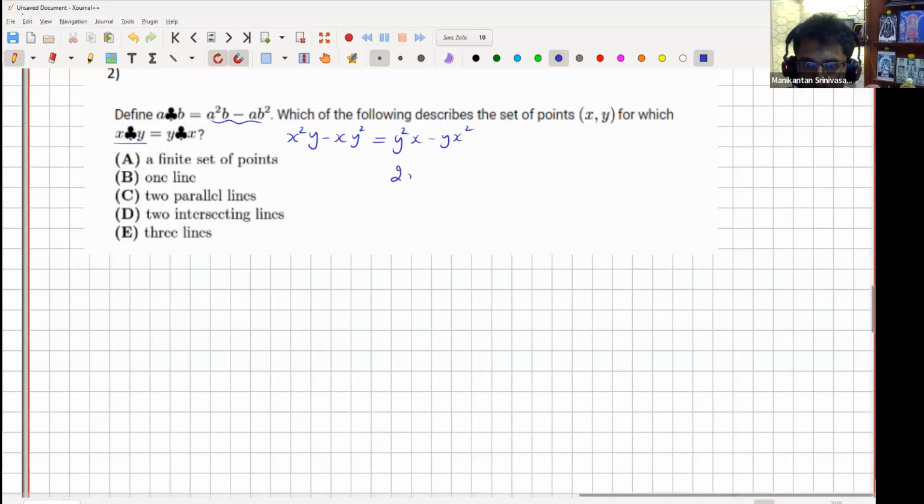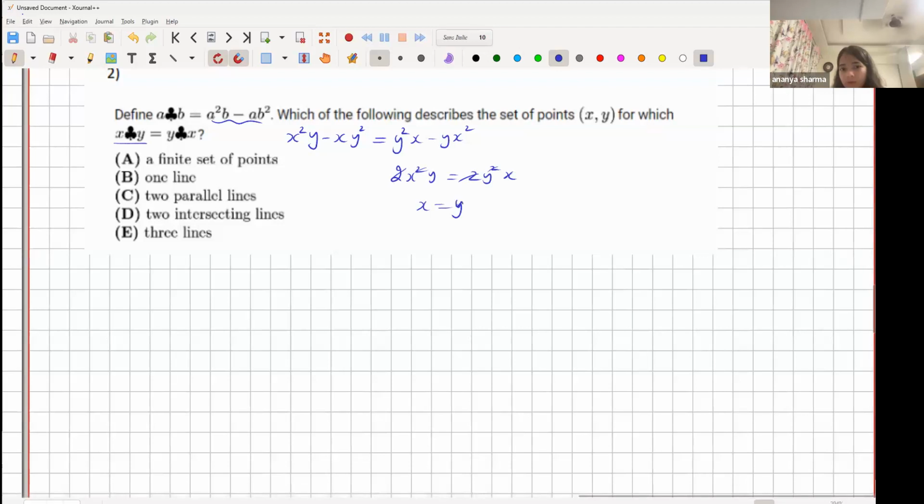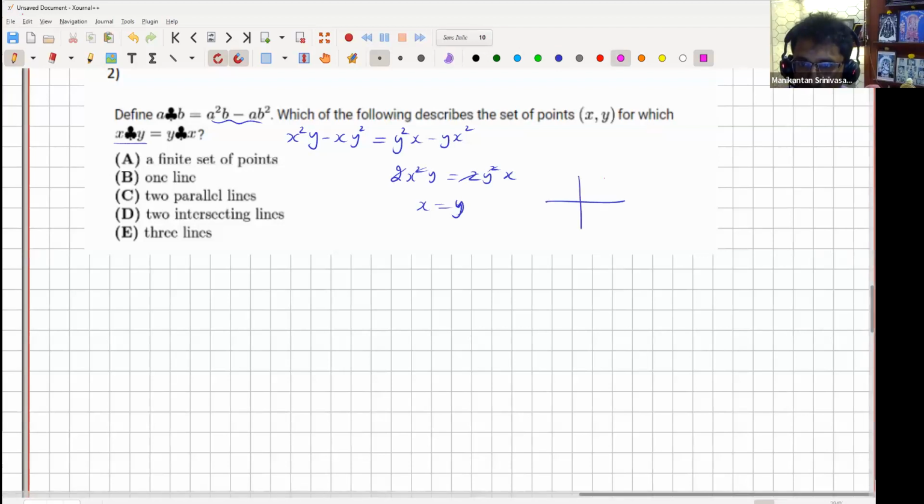So let's simplify. This is 2x square y equal to 2y square x. I can cancel off the 2, I can cancel off the x, I can cancel off the y. So essentially x equal to y, right? Which is one line, which is wrong. What is wrong? X equal to y, right? Which is just one line, but there's some small mistake. Big mistake, actually.